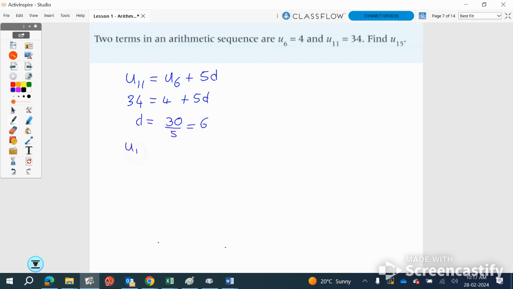If we're at U11 and we want to get to U15, how many lots of common difference do we have to add? 4. So U15 is 34 plus 4 lots of 6, which brings us to 58. A little bit better structured.